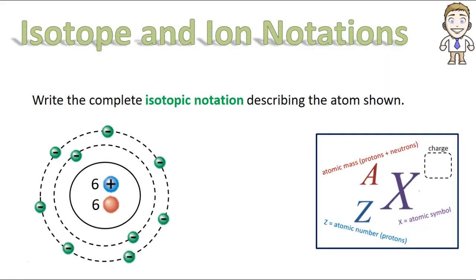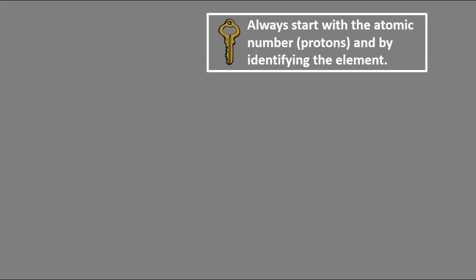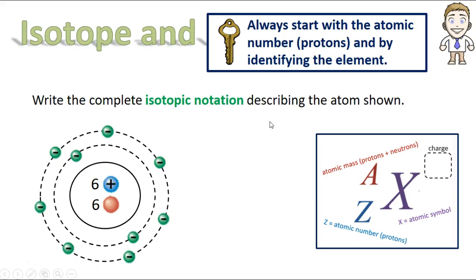Before we look at our first example, I'm going to introduce just one key idea for this whole video, and that is when you're doing questions like this, it's always good to start with the atomic number and the protons first. It's just the easiest way to do it. This also usually involves identifying whatever the element is. You'll see that in this first example, which asks us to write the isotopic notation that would describe this atom.